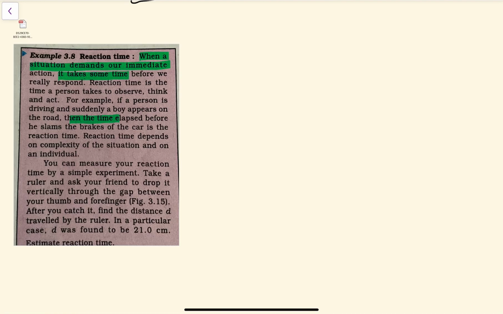You can estimate the reaction time by a simple experiment. Take a ruler and ask your friend to drop it vertically through the gap between your thumb and forefinger. After you catch it, you find the distance traveled by the ruler. In a particular case, d was found to be 21 centimeters. Estimate the reaction time. It's a vertical situation. y naught is equal to 0, and a person drops it here, right?